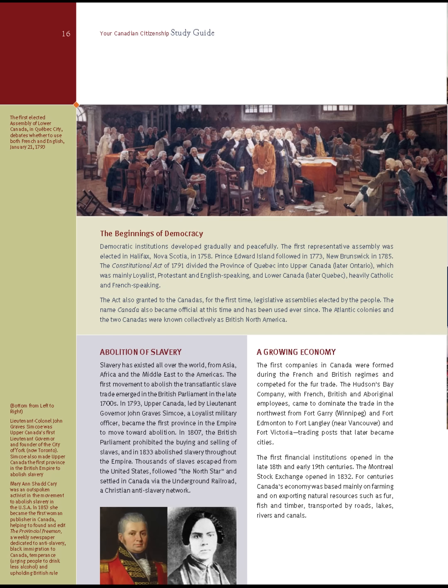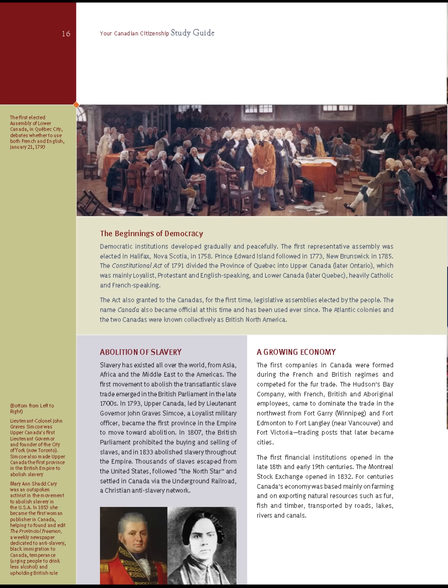The first elected Assembly of Lower Canada in Quebec City debates whether to use both French and English, January 21st, 1793. Bottom, from left to right. Lieutenant Colonel John Graves Simcoe was Upper Canada's first Lieutenant Governor and founder of the City of York, now Toronto. Simcoe also made Upper Canada the first province in the British Empire to abolish slavery.